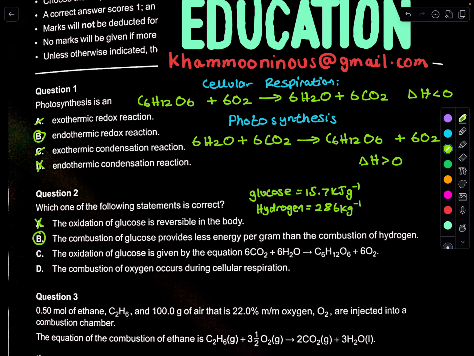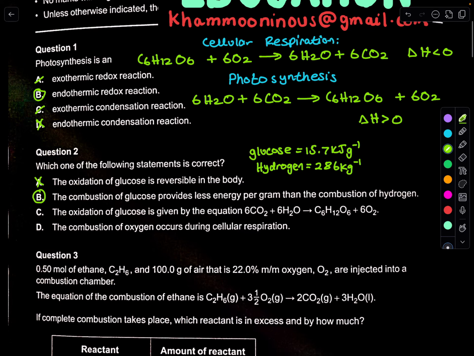Let's check why the other ones are also wrong. The oxidation of glucose is given by this equation. No, this is our photosynthesis reaction. Like we've said, look, the photosynthesis reaction. So nope, this is wrong. The combustion of oxygen occurs during cell respiration. Nope, absolutely. It's the combustion of glucose that is called cellular respiration. So wrong. So choose 2B.